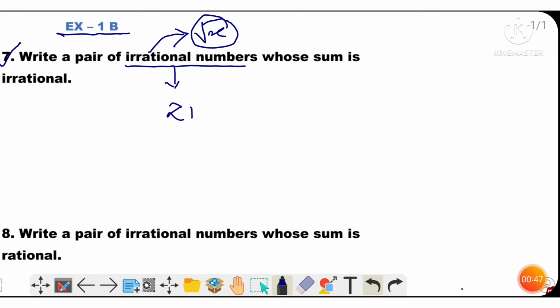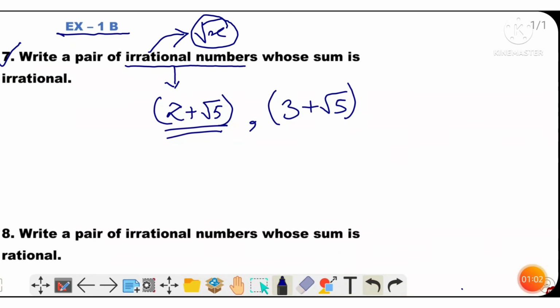So we may take any number. Here we are going to take a pair: 2 plus root 5 and 2 plus root 5 again. Or we can also take 3 plus root 5. You can take any number. Here I am taking 2 plus root 5 and 3 plus root 5. And then we'll have to find the sum. Sum means addition. In case of finding an irrational number from irrational numbers, we'll take the same sign, the positive sign.